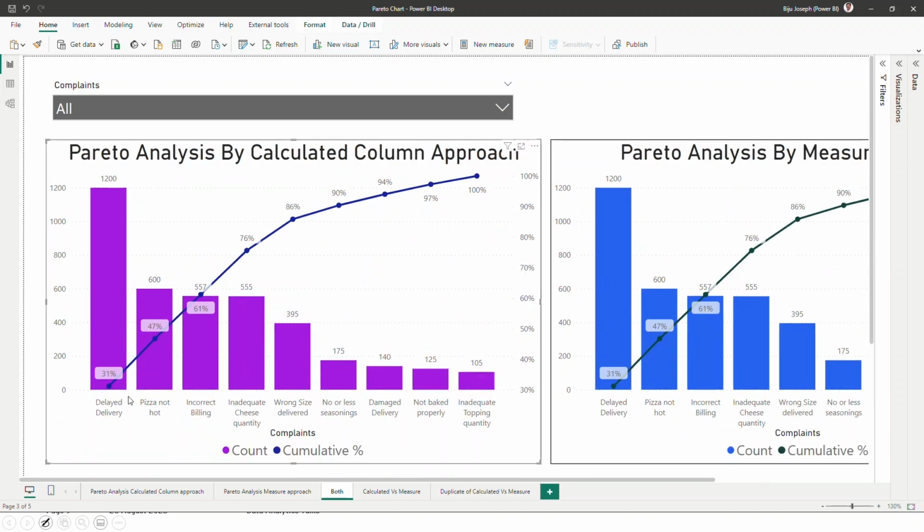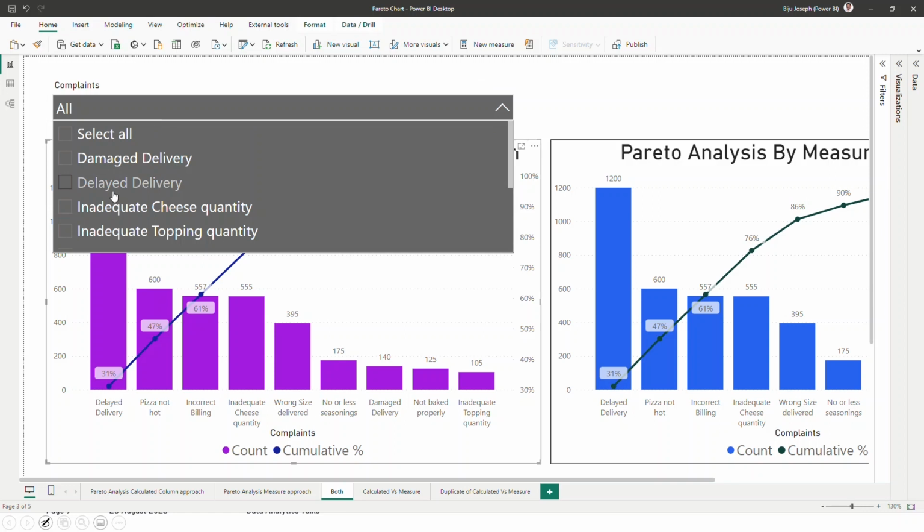Before that, please note that delayed delivery has 31%, pizza not hot has 47%, and incorrect billing accumulates to 61%. All three together accumulate to 61%. So if I remove pizza not hot, this accumulation should change, right? It will not be 61% anymore. Okay, let's see if that works or not.